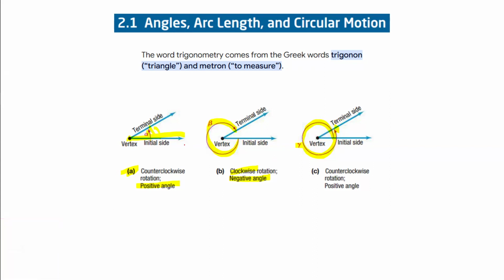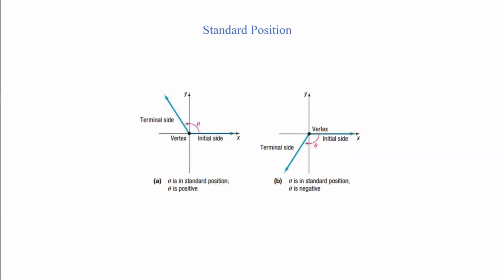Whenever two angles have the same terminal side, we call those coterminal angles. So alpha, gamma, and beta are coterminal angles, but they're just expressed differently. Okay, let's move on to what we mean by standard position.